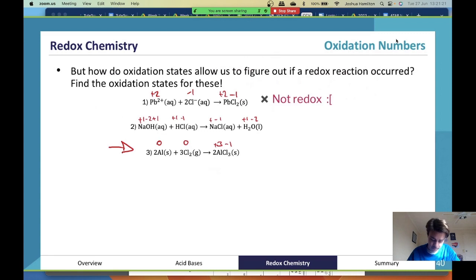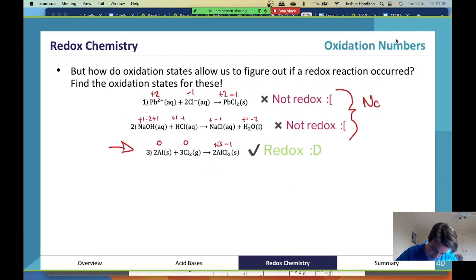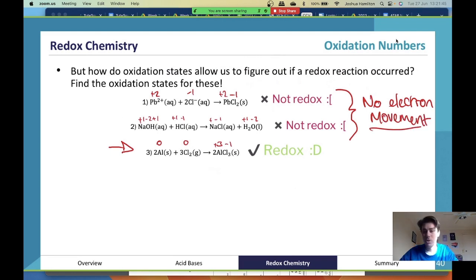So, going through it. Not redox is the first one. Not redox the second one. Redox the third one. So, in the first two, there is no change in oxidation state. What that says to me is there's no movement of electrons. Electrons have not moved. So in these ones here, there is no electron movement. With no electron movement, this is not redox. In this last one, because there is significant electron movement, this is redox. It doesn't even need to be significant, just any movement.